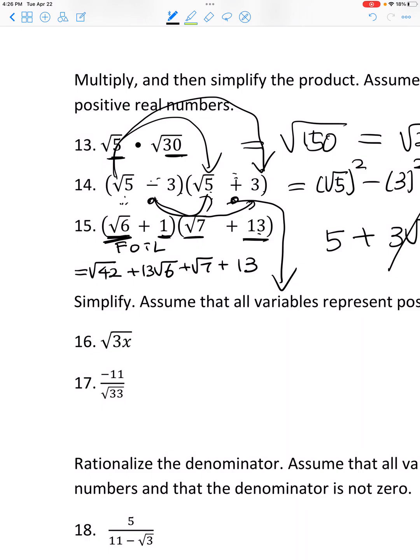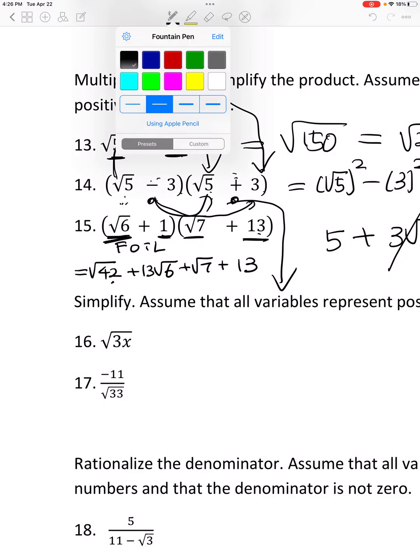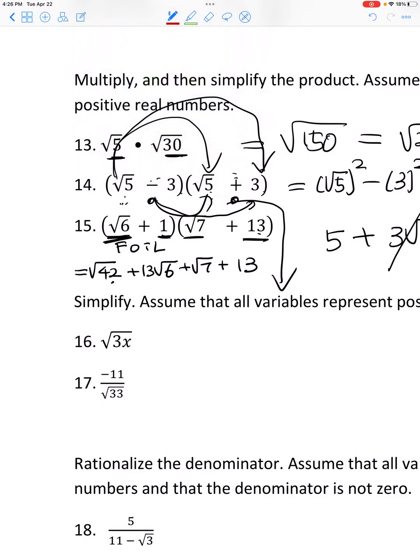This is an interesting example. Radical 42, I am not able to factor this one to a perfect square because if you chop it into prime factors, you get 2 times 3 times 7. None of them is repeated. So radical 42 is in simplified form. Same thing with radical 6 and radical 7, I am not able to combine like radicals. So this is just the final answer.